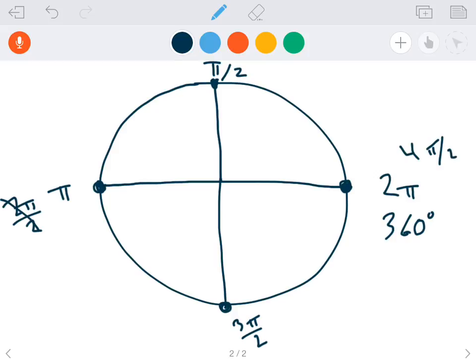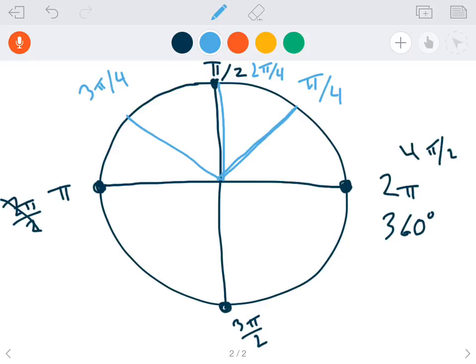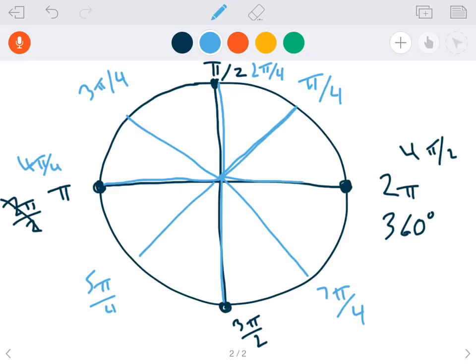If I cut pi over 2 in half, I get pi over 4. I'm going to count around the unit circle by pi over 4 now. Here's pi over 4, 2 pi over 4, which reduces to pi over 2. Here's 3 pi over 4, 4 pi over 4, which reduces to pi, 5 pi over 4, 6 pi over 4, 7 pi over 4, and 8 pi over 4.